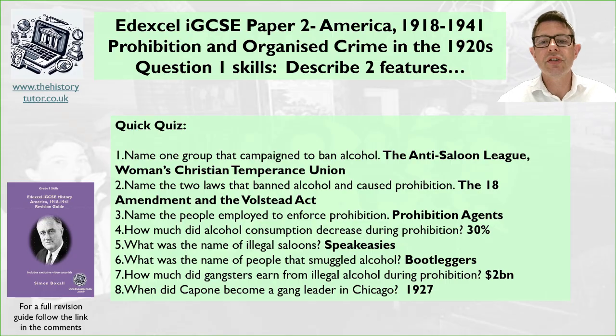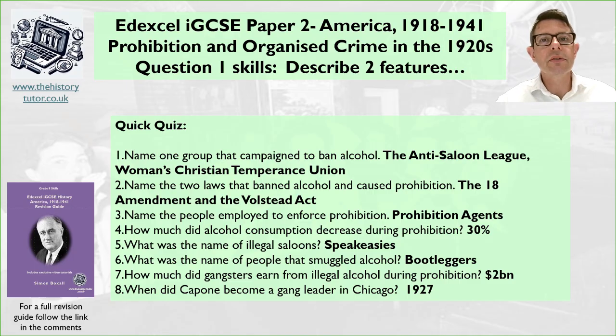So secondly, name the 2 laws that banned alcohol and caused prohibition. So you've got the 18th Amendment and you've got the Volstead Act. Together, they ban the supply and drinking of alcohol. 3, name the people employed to enforce prohibition. So you had prohibition agents who would go around trying to stop people drinking, shutting down those speakeasies. Number 4, how much did alcohol consumption decrease during prohibition? So only 30%. So therefore, a lot of people were still drinking.